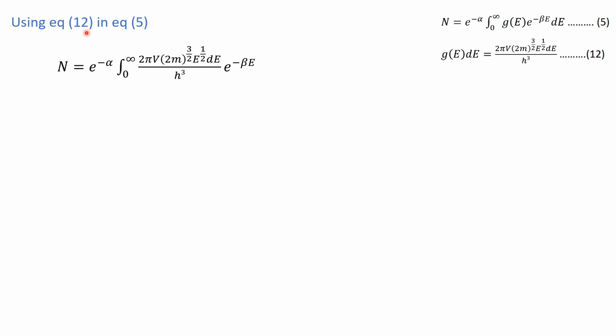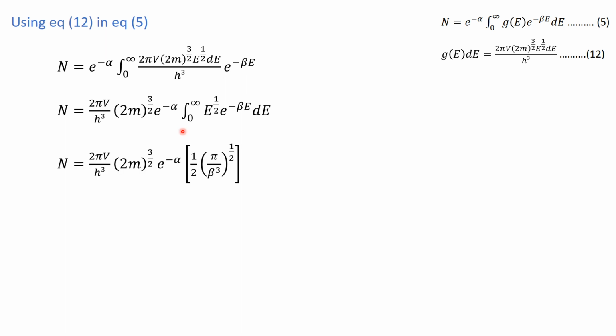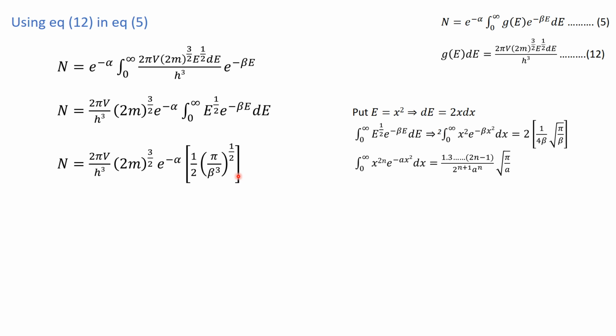Now if you use equation number 12 and equation number 5, equation number 5 was this one, equation number 12 was this one, what you need to do, you put this value in place of g(E)dE. So if you do this, you are here in this equation. Now you just bring the constant out of this integral sign, so you will write it over here. And now you have to integrate this integral.